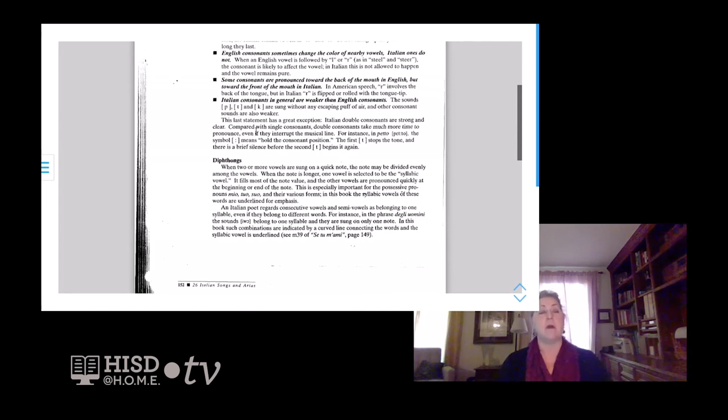And lastly, and very important, Italian consonants are dental. They're weak. The exception to that is the double consonant. Diletto. The first consonant, the first T of petto or diletto, stops the tone. The second brings it back again. This symbol, the double dot in between, tells us that we hold the consonant position. Letto, petto, but we don't go petto with air. It makes sure it's dental. Petto.